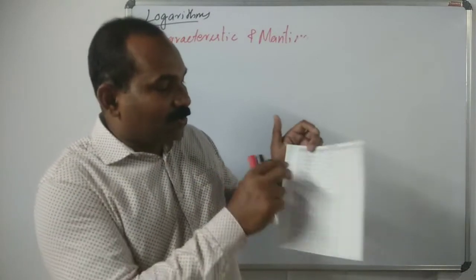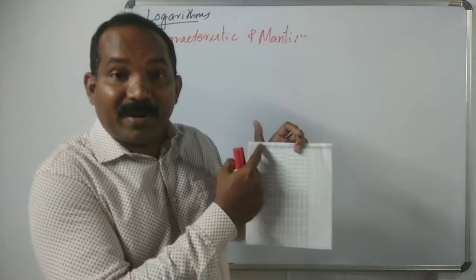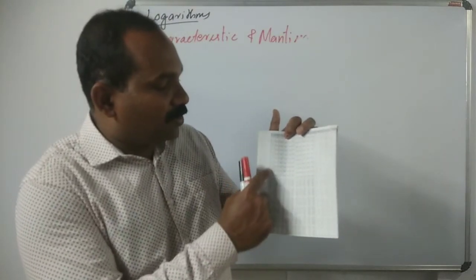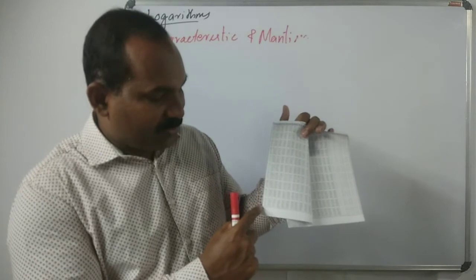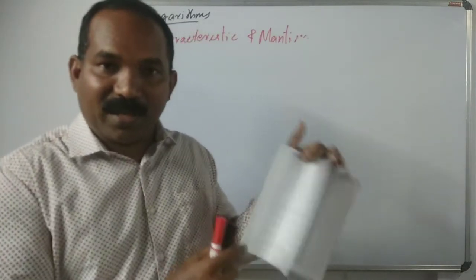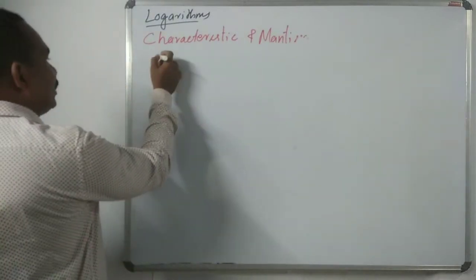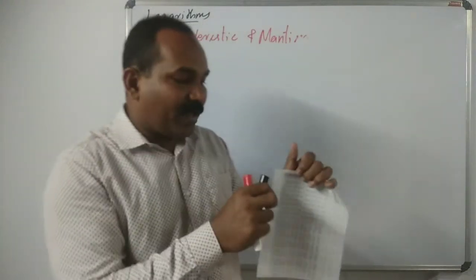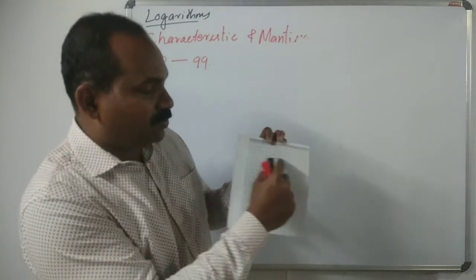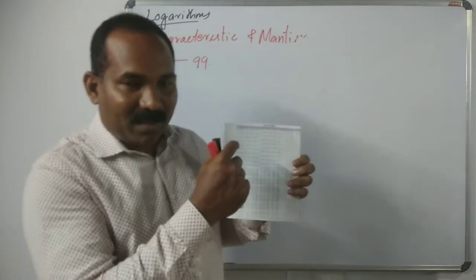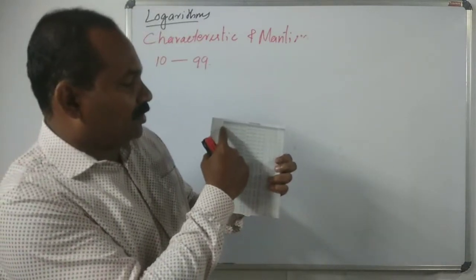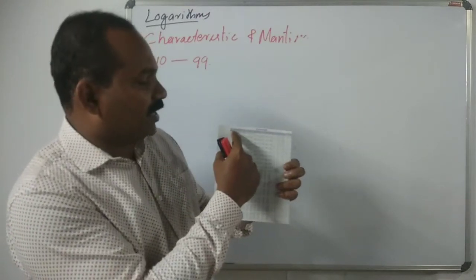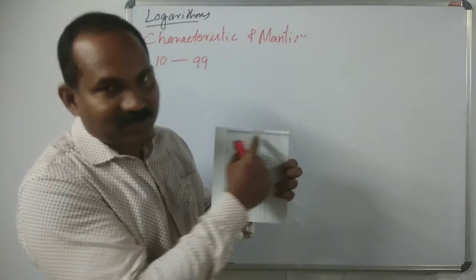So in the logarithm table, the extreme left numbers start from 10, then run 11, 12, 13, 14, 15, and end with 99. So in the log table, the values are provided for 10 to 99. And the mantissa is taken from these values by reading off the values from the columns. The columns are given as 0 to 9. The letters are small, you cannot see them easily.